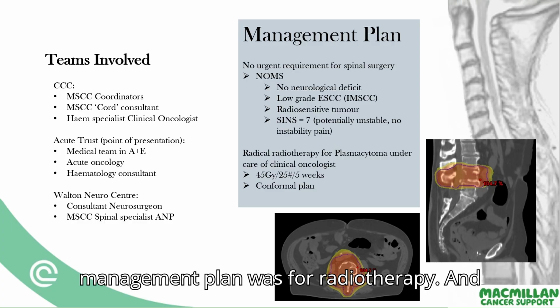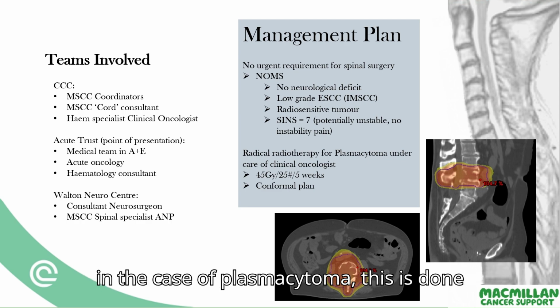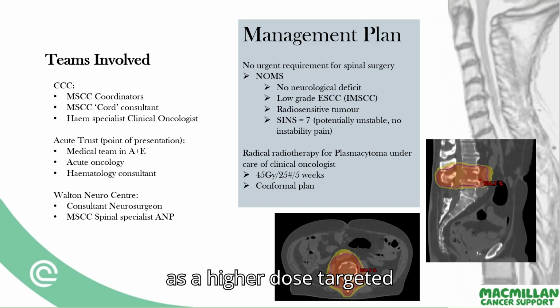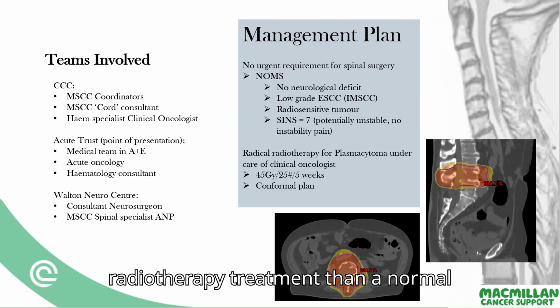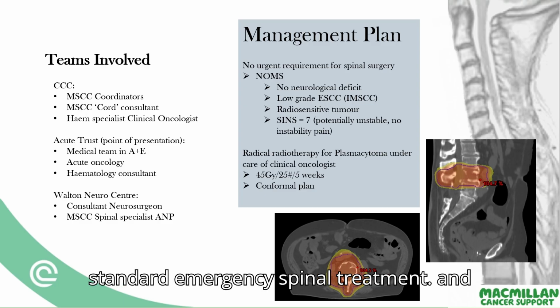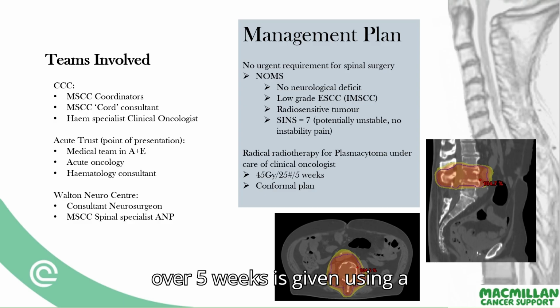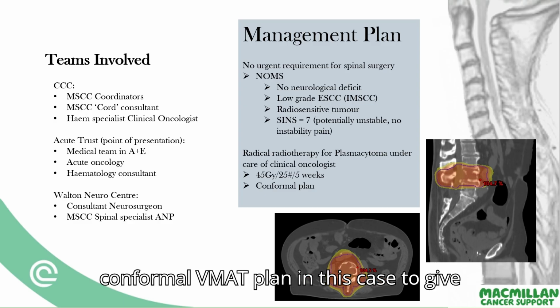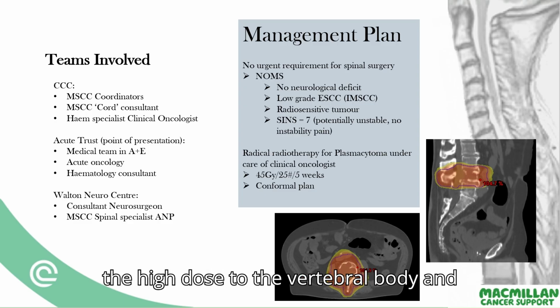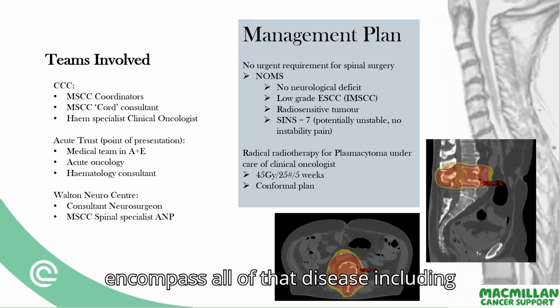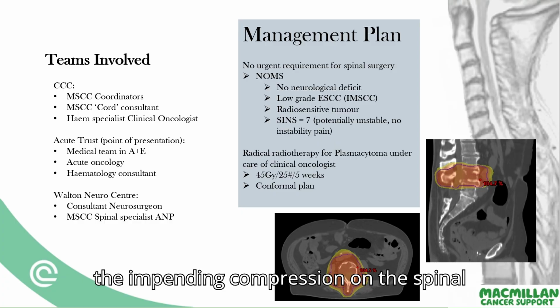So the management plan was for radiotherapy, and in the case of plasmacytoma, this is done as a higher dose targeted radiotherapy treatment than a normal standard emergency spinal treatment, and a dose of 45 gray in 25 fractions over 5 weeks is given using a conformal VMAT plan in this case to give the high dose to the vertebral body and encompass all of that disease, including the impending compression on the spinal cord.